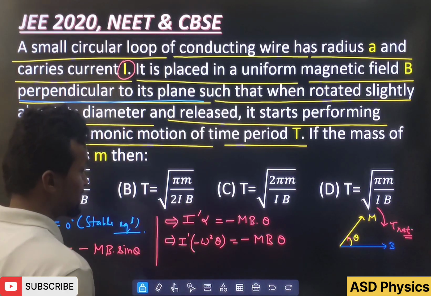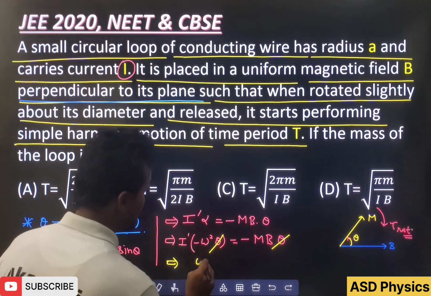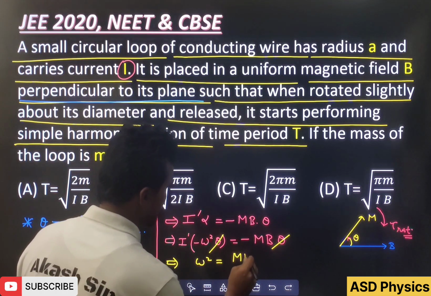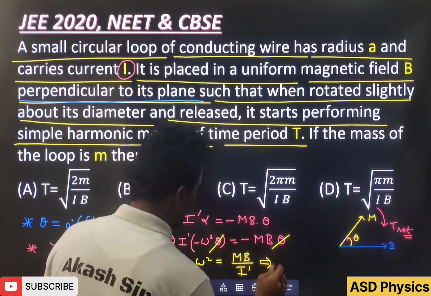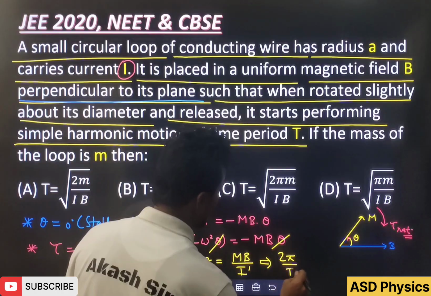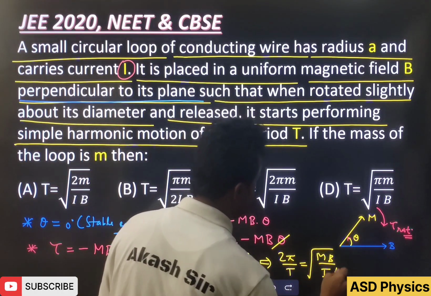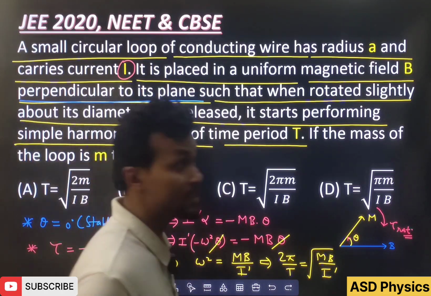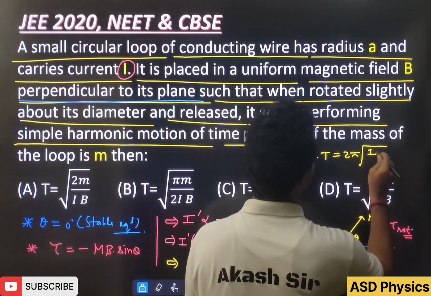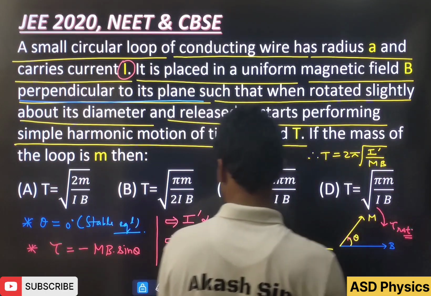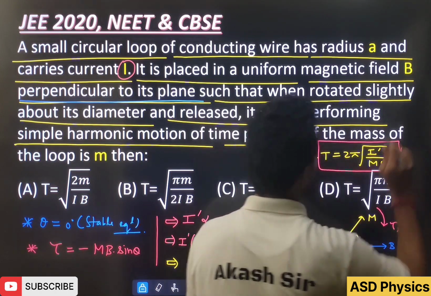Now let's see what things can be cancelled out. This theta and this theta cancel, and minus minus also cancel. So I can write omega square is mB by I dash. Or we can write omega, which is 2 pi by capital T, equals root mB by I dash. So from here the time period formula is 2 pi root I dash by mB. Remember, what is the time period formula? T equal to 2 pi root I dash by mB.